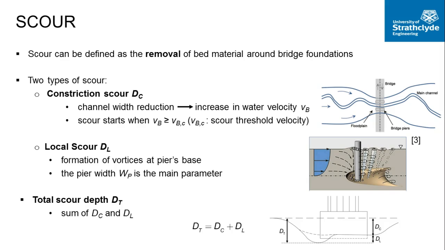There are two types of scour. The constriction scour: the presence of the bridge brings a channel reduction that leads to an increase in water velocity, and when this water velocity reaches the critical value, the bed erosion starts. The second type is the local scour, which is due to vortices at the pier's base. And of course, the total scour depth is simply the sum of these two components.